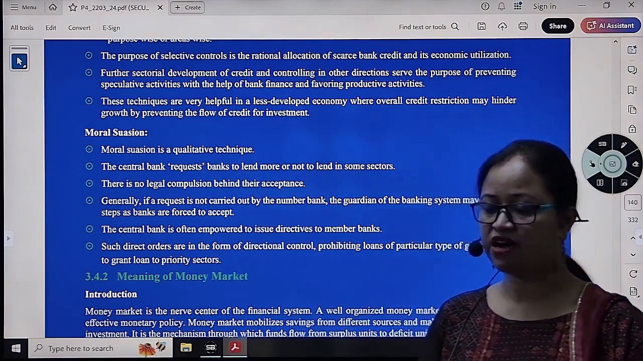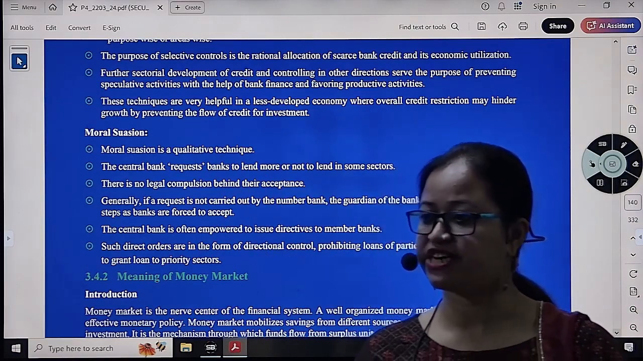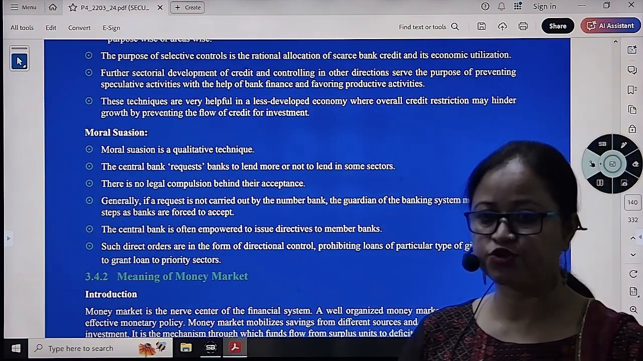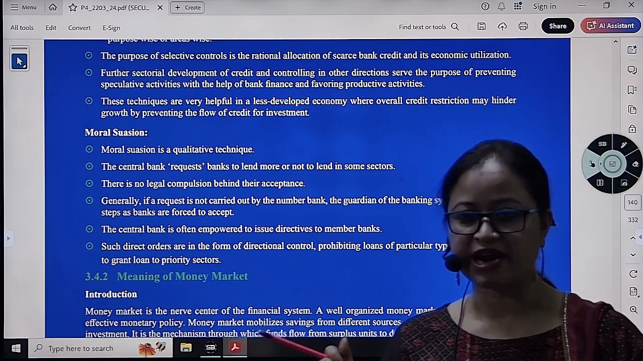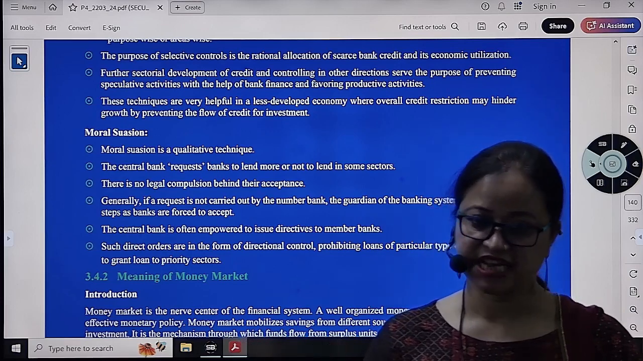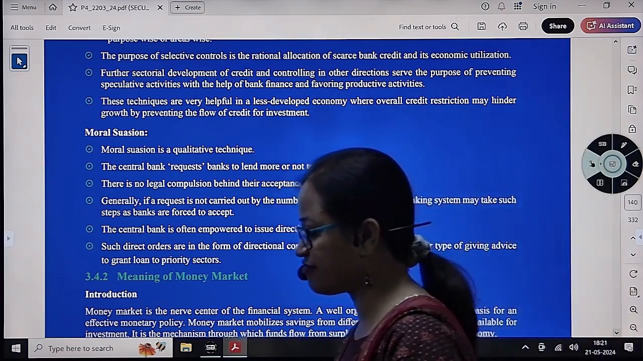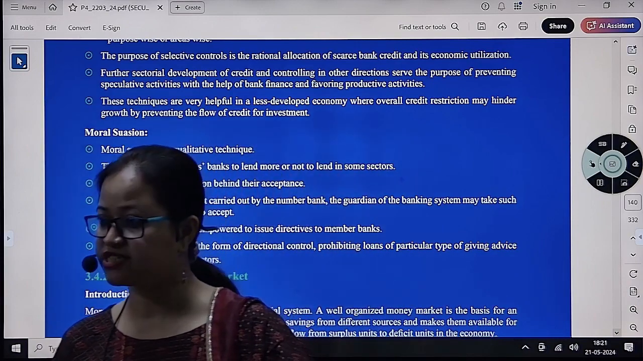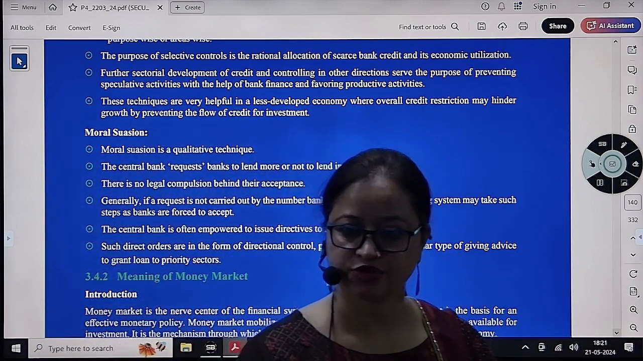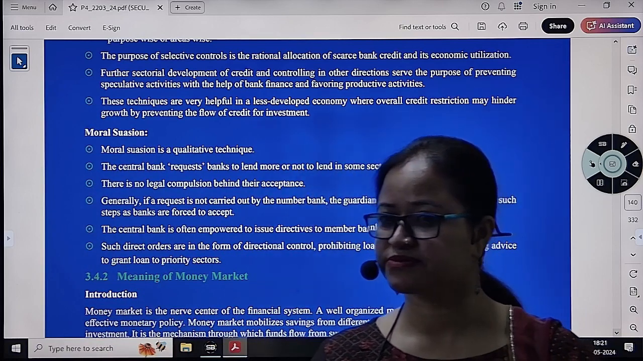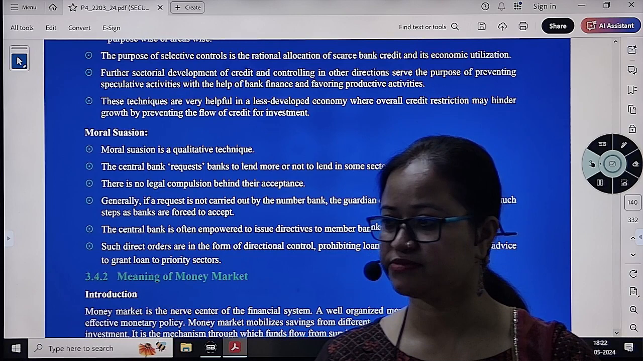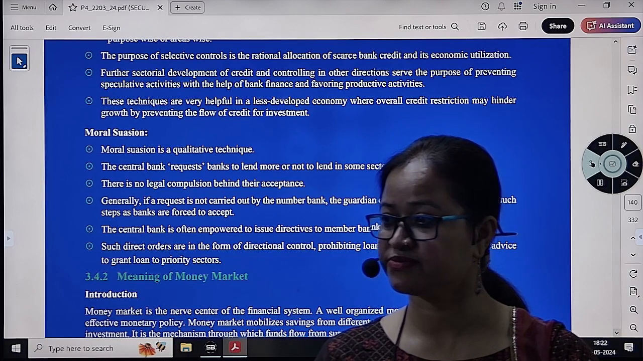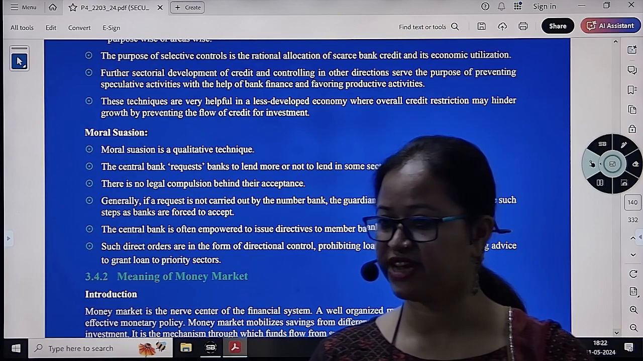So, qualitative and quantitative. Two quantitative techniques are given here. One is open market operation. In quantitative, we have one more, that is your bank rate policy. We also have SLR, that is statutory liquidity ratio, and one is CRR. Fine.